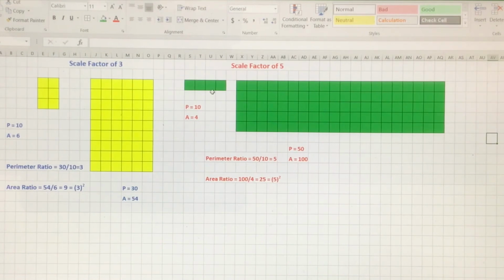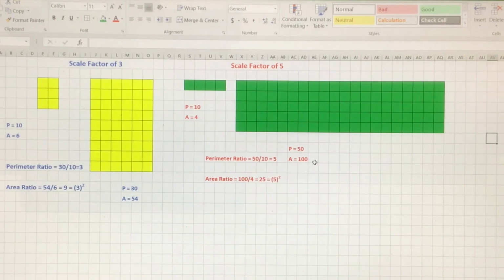Okay, let's look over here. Here we have a 4 by 1. It's got a perimeter of 10 and an area of 4, and I used a scale factor of 5. So I made it 5 times as long and 5 times as wide. The new perimeter is 50. The new area is 100.